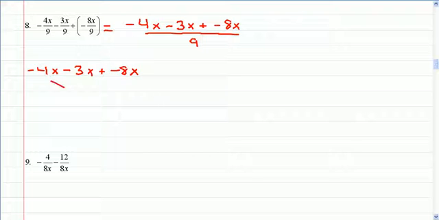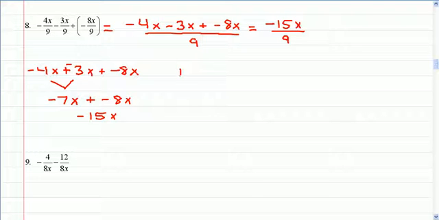I start from the left, taking two numbers at a time. Negative 4x minus 3x is negative 4x plus a negative 3x, which is negative 7x. And if I add two negatives, negative 7x plus negative 8x is negative 15x. So I can rewrite this as negative 15x over 9.